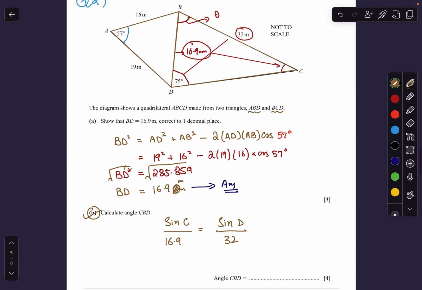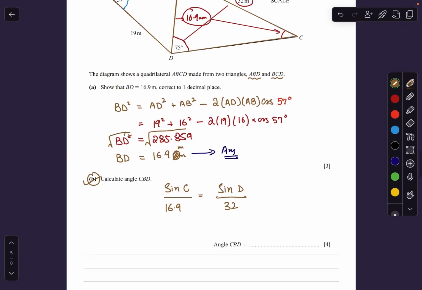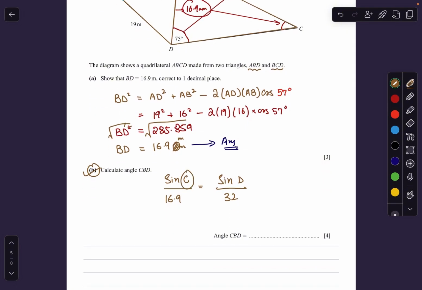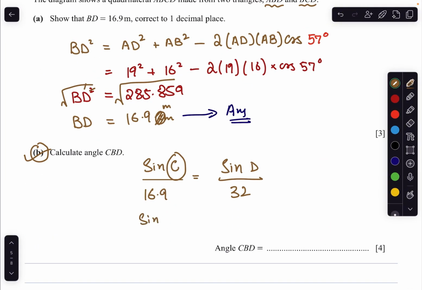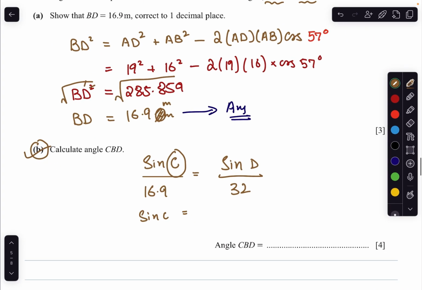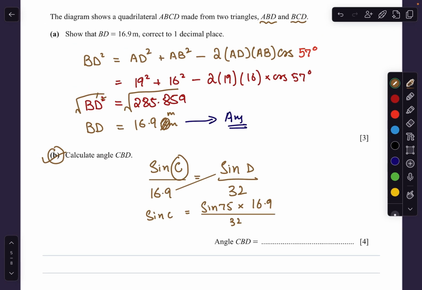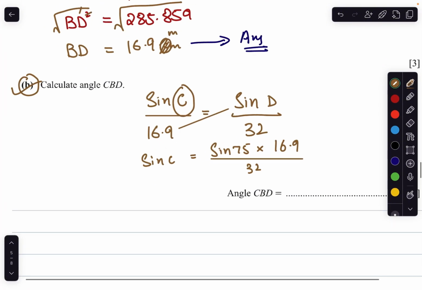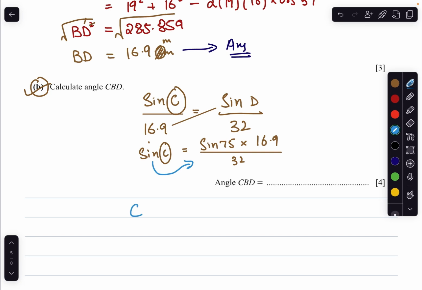Next part, we have been given values and we are getting to solve the answer. We'll be solving for angle C. So sine of angle C remains the same, equals sine of angle D, and angle D is 75. So sine of 75, times by 16.9: cross multiply, times by 16.9, and divide by 32. Because we are solving for sine C here, we have to take the sine to the other side. So angle C equals sine inverse of this whole thing.